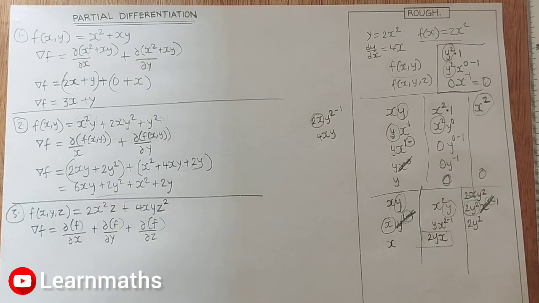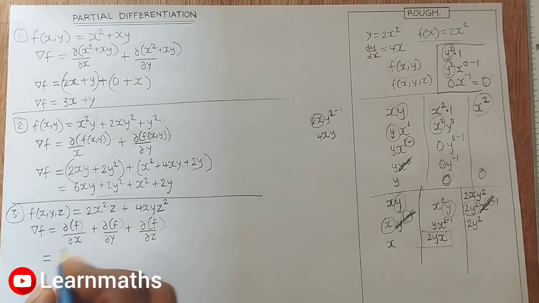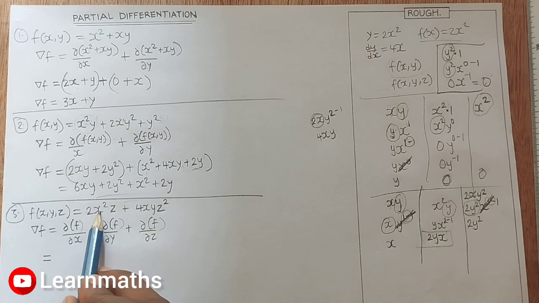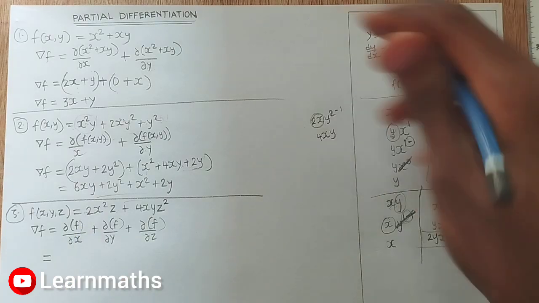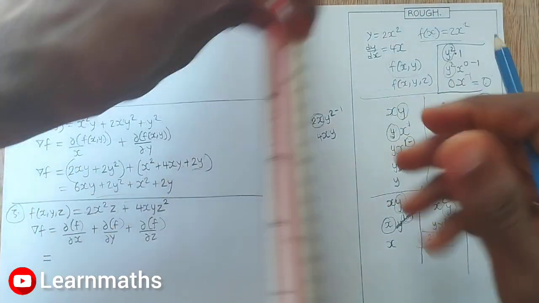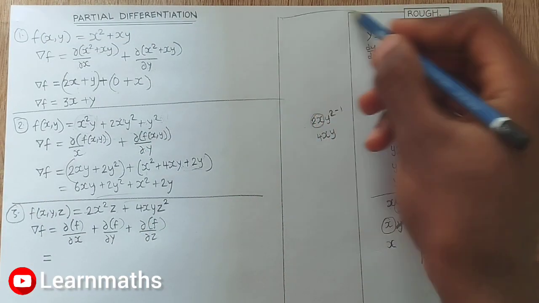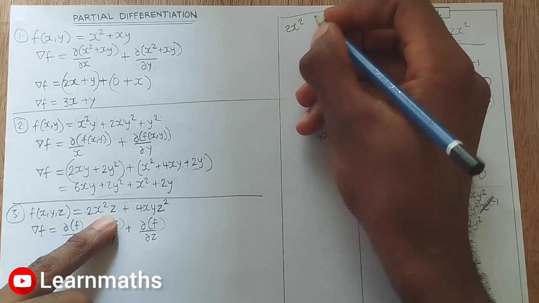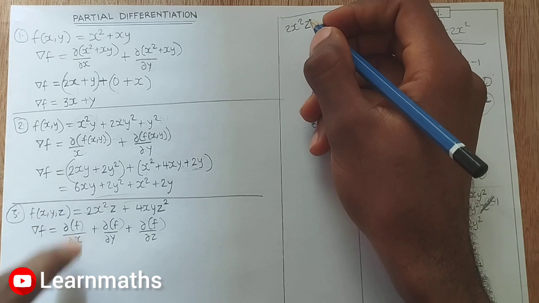Alright, so let's differentiate this function with respect to x. Now, if you're differentiating this first term with respect to x, every other term attached to it is going to be a constant, right? So I'm going to extend my rough. Okay, let's differentiate this term here, 2x squared z, with respect to x.